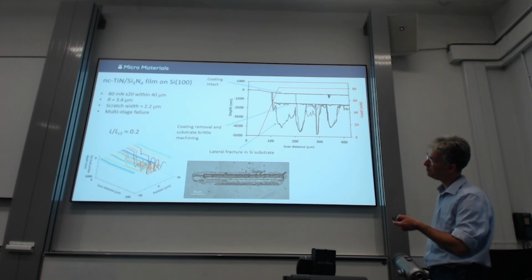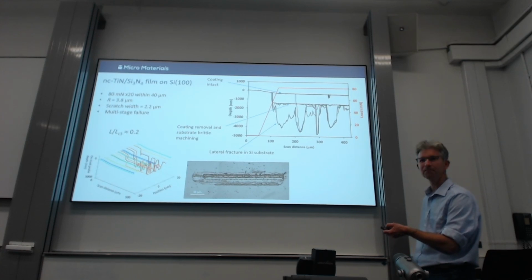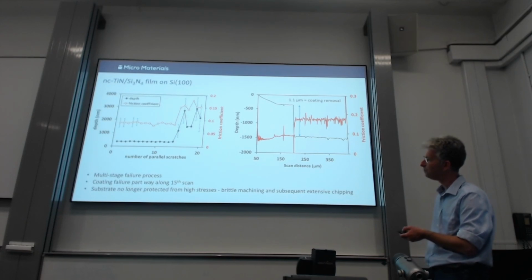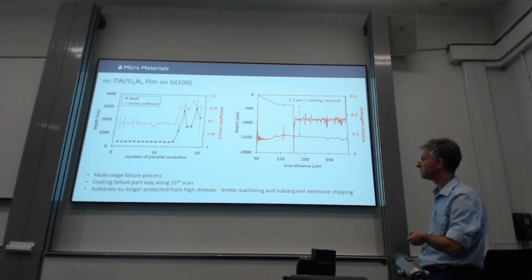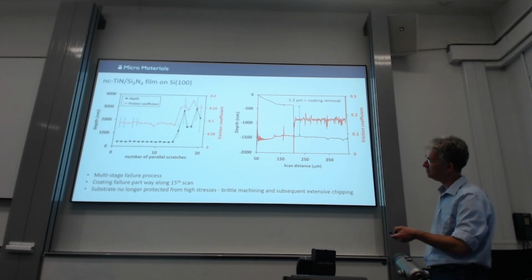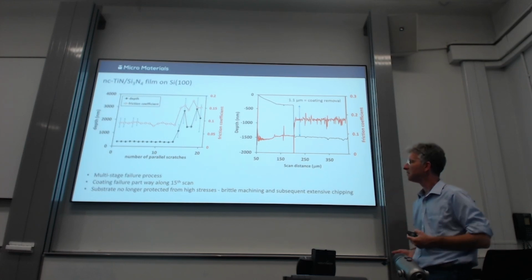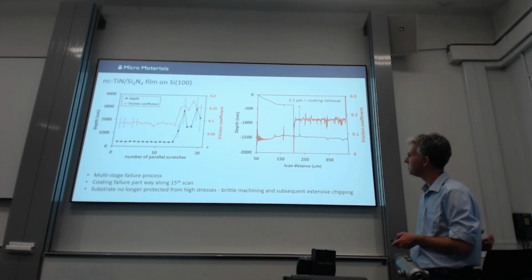The scratch width is 2 microns, and this is a very small track, so there's quite a lot of overlap. That initial overlap doesn't do anything, but it just builds up with a number of scans, and you can plot all of these things like this, for example. And you can quite clearly see this is the point at which it goes. And again, in this case, the coating has come off in one go. That exactly matches the coating thickness. Once the coating goes, suddenly that substrate is experiencing these very high stresses, and you get brittle machining and chipping of the silicon substrate. So you're suddenly exposing it to 10 GPa contact pressures.